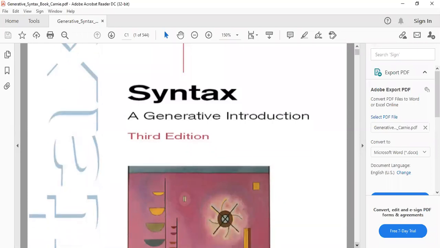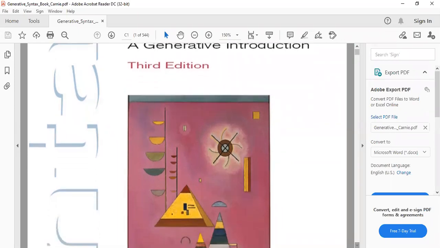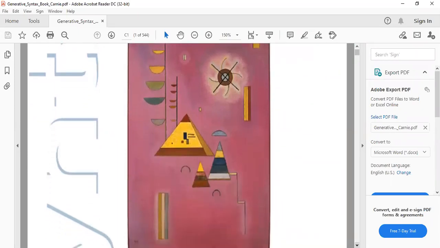And as I said, inshallah, you will get excellent copies. And make sure that it is the 3rd edition. So this is Andrew Carnie's book, and this is the cover page of the book: the main title, Syntax, and the subtitle, A Generative Introduction, the 3rd edition. And this is the author of the book, Andrew Carnie.